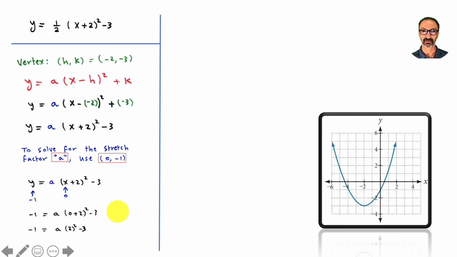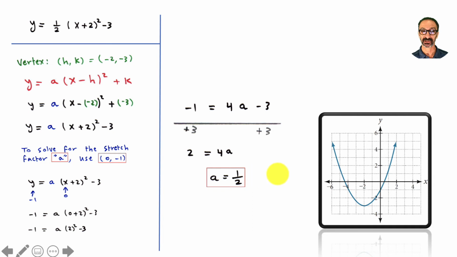I'm saving you the time to read all these numbers, and I have everything displayed for you ahead of time. Doing the math, that's 4a - 3 equals -1. Add 3 to both sides. Divide both sides by 4. I have a equals half, as it shows right here.